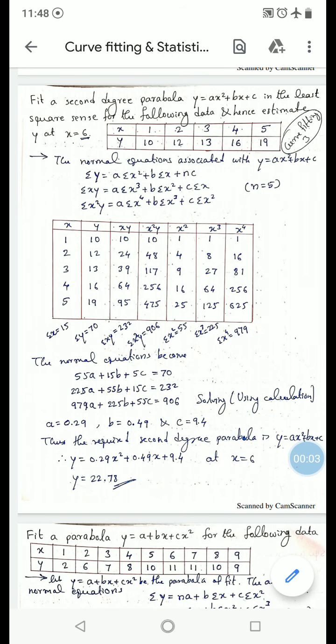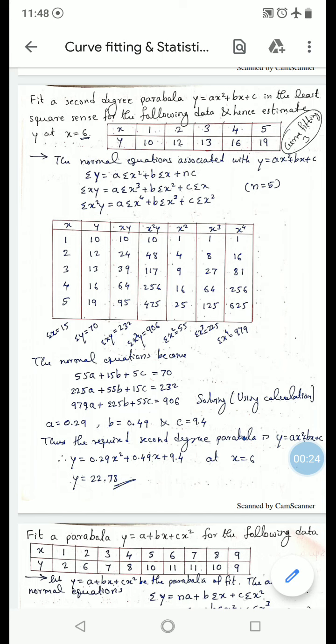Fit a second degree parabola y equal to ax square plus bx plus c in the least square sense for the following data, and hence estimate y at x equal to 6, given that x is 1 2 3 4 5, y is 10 12 13 16 19.